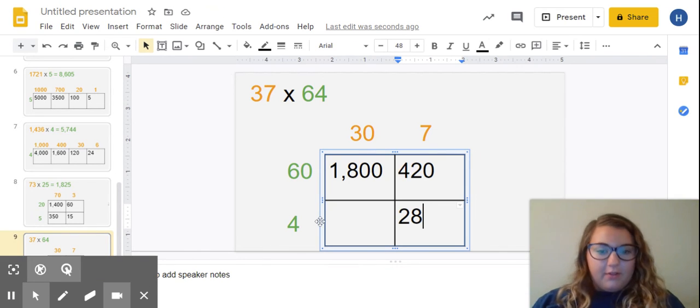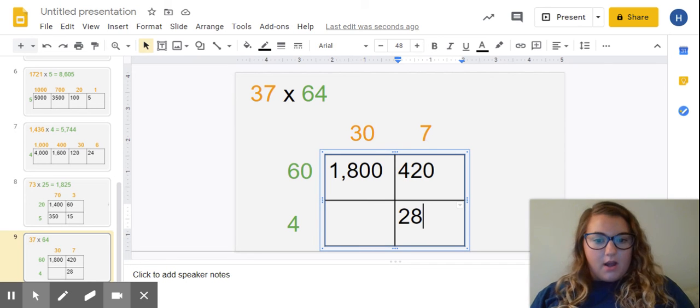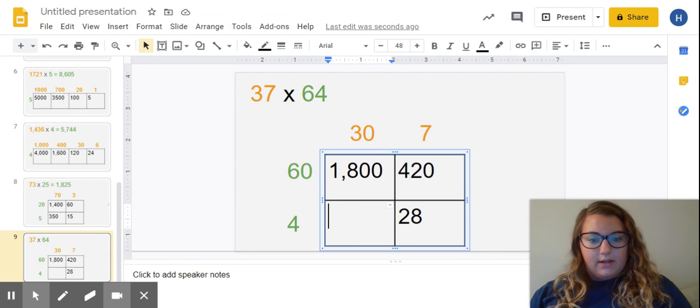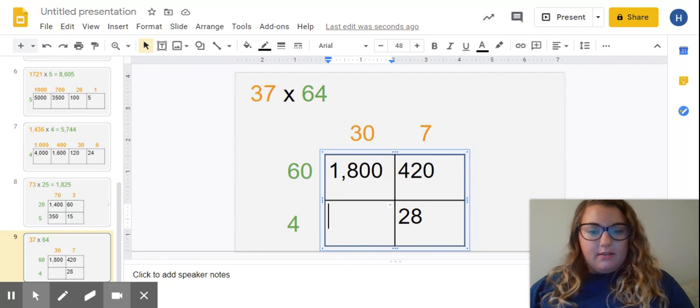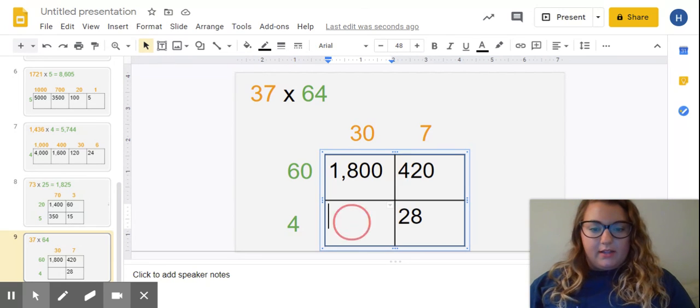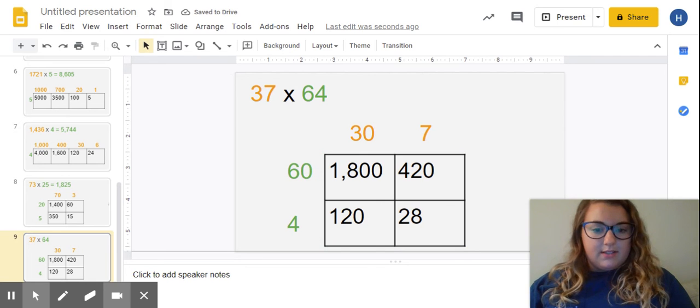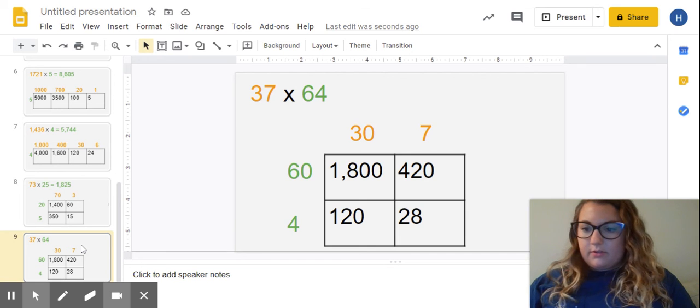Okay, so I have filled out 3 out of my 4 boxes of my area model, and I want you to take a minute to think about what would go inside of this box. So which number am I missing? Okay, so the number I am missing in this box would be the product of 4 times 30, which is 120. So I have all of the numbers inside of my area model. My area model is complete, which means I am ready to start adding up my numbers.